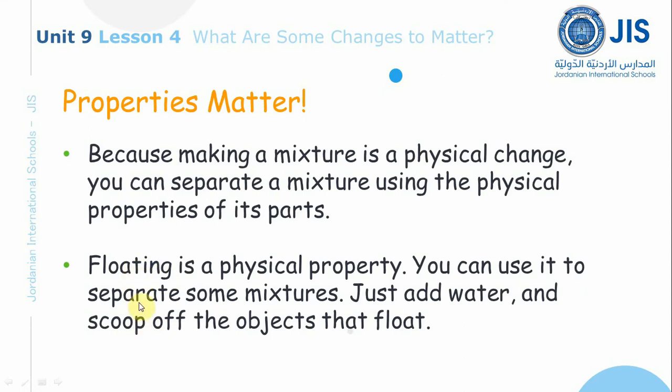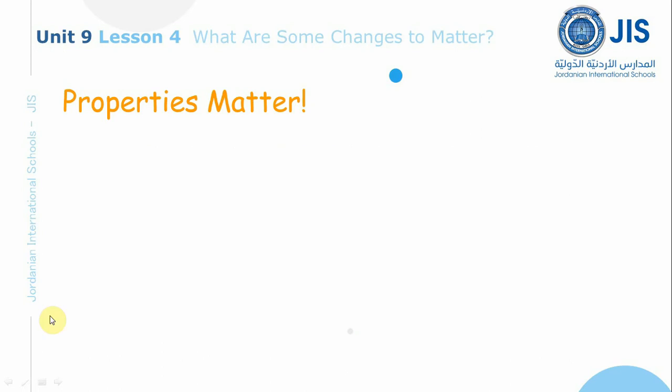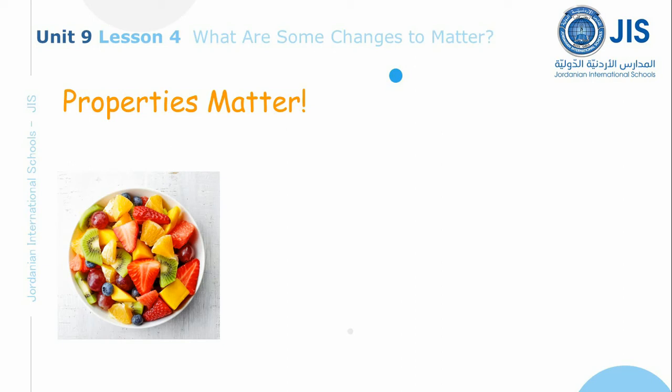If you have a mixture of things that float and others that sink, you can just put water on this mixture and scoop off the objects that float. That's how you separate this mixture, by using a physical property, which is the floating. For example, the fruit salad, you can use the property of color to separate this mixture by picking up the different colors and putting them in groups.